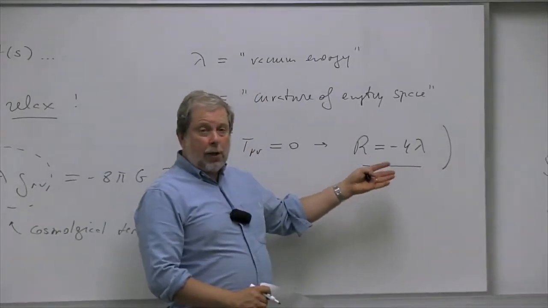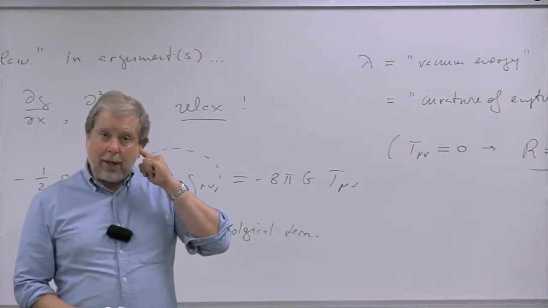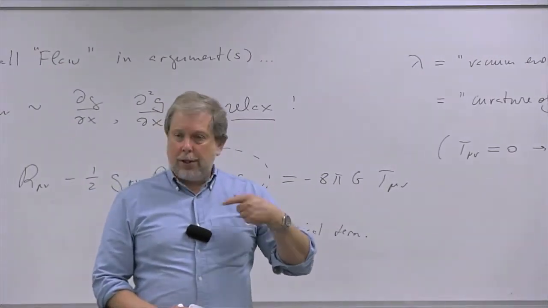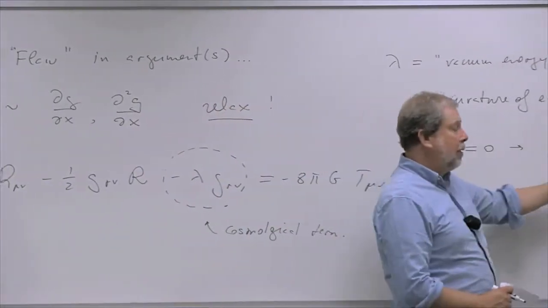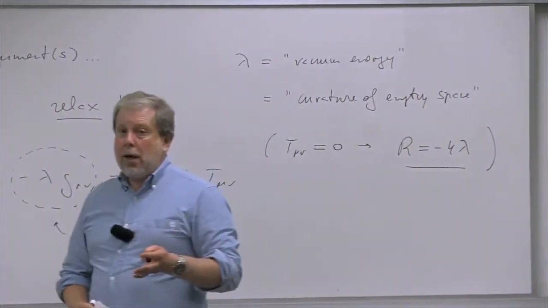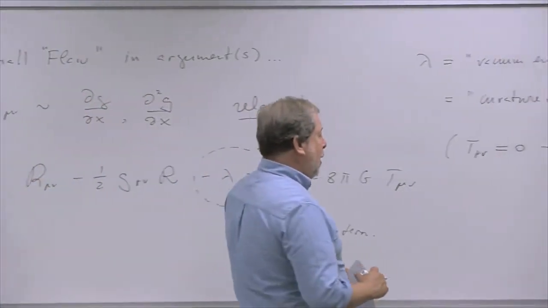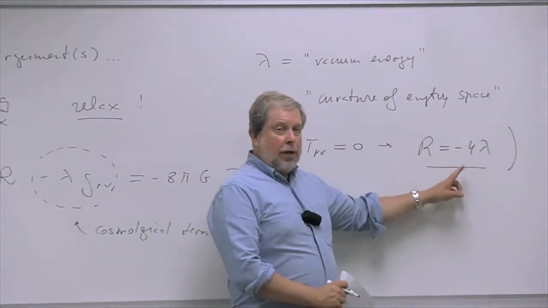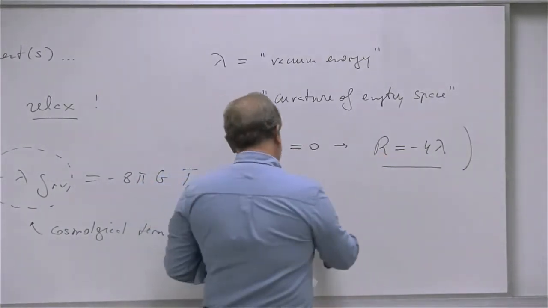If lambda is 0, of course, the scalar curvature is 0 throughout empty space. But if lambda is non-zero, then there is some sort of intrinsic curvature everywhere, which is constant, because lambda is a constant number. So lambda can be described as a curvature of empty space. And from this relationship, or the original one, you can see that lambda has dimensions.